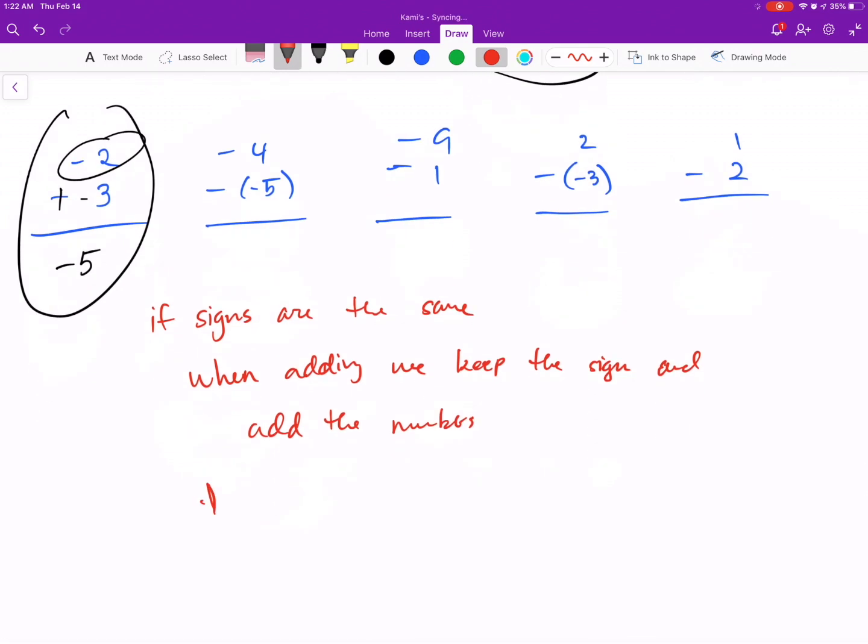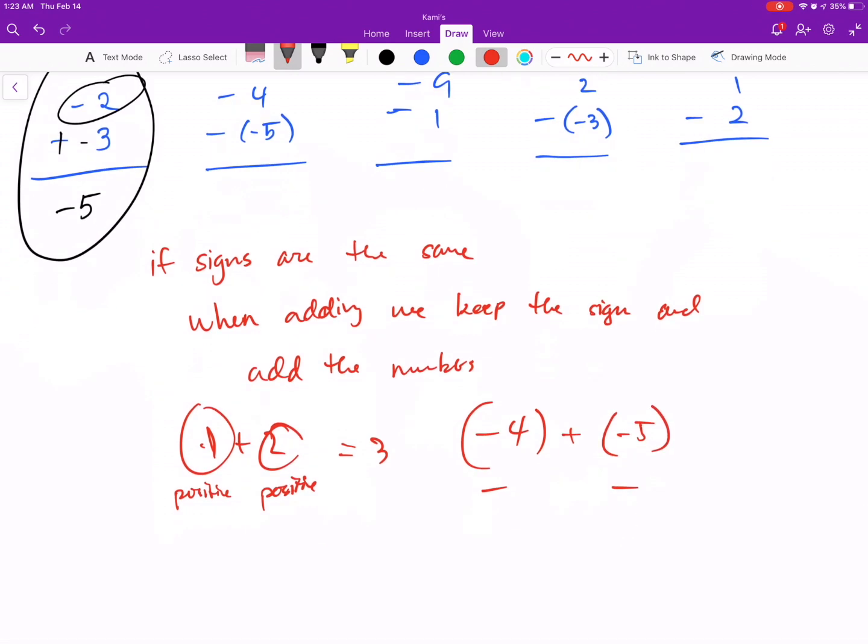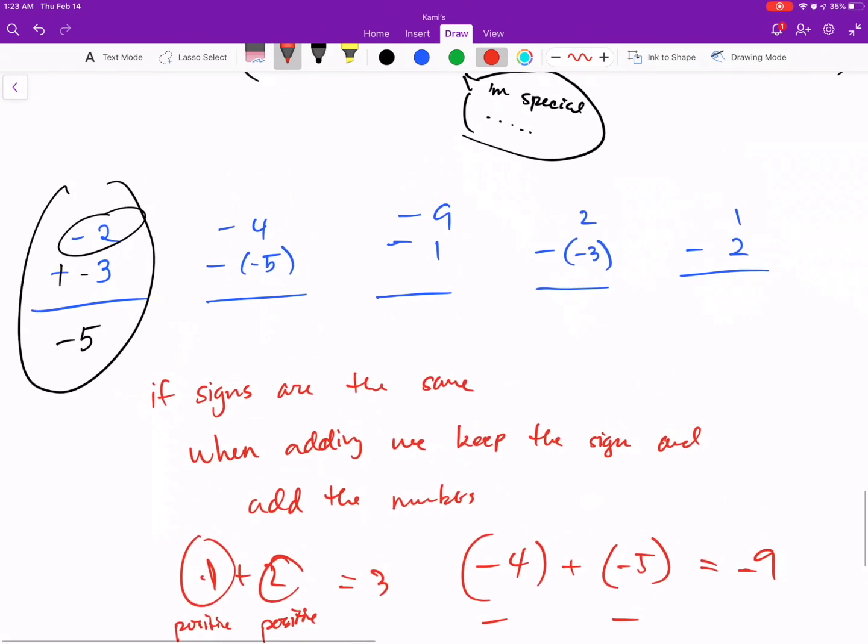So 1 plus 2, positive, positive. We just added 3. Same thing with negative 4 plus negative 5. Negative, negative. So we just do 5 plus 4 is 9 and put in the negative. Alrighty, let's move on. Keep, change, flip. Negative 4 plus positive 5. That's just 5 minus 4. That's 1.